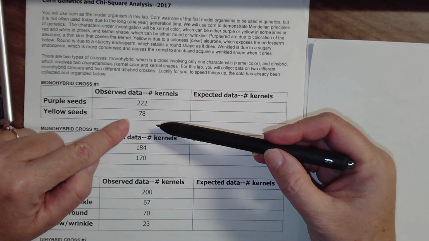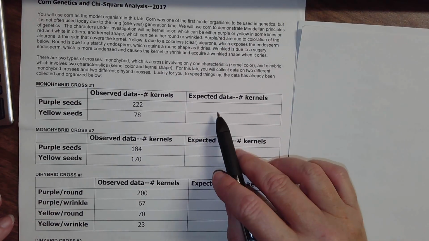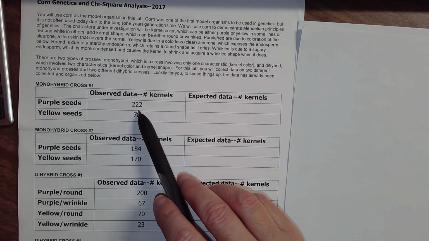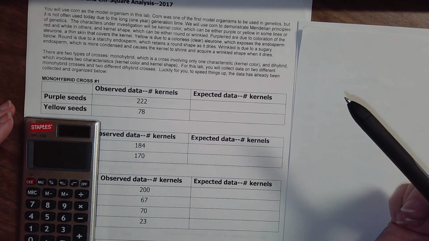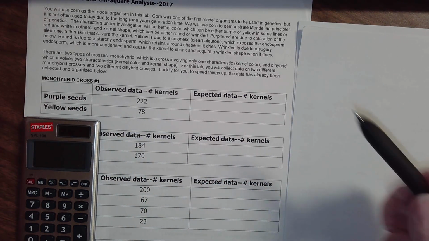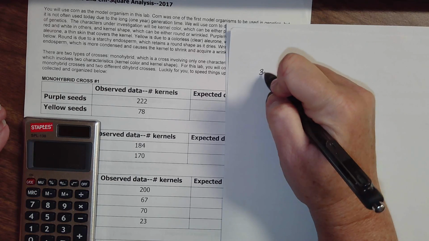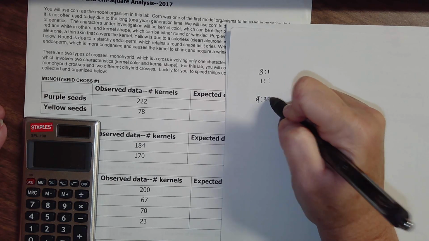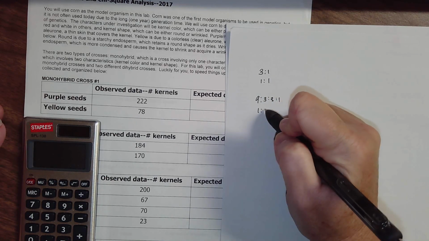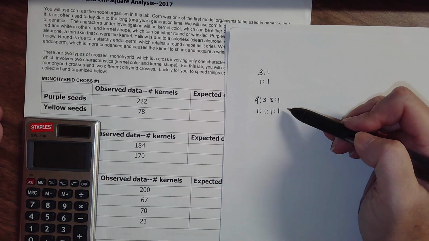And you're given data. So the first thing you need to do is look at that data and see what the ratio is. And then from your ratio, you'll get your expected. So let's start with the data. We've got 222 purple seeds and 78 yellow seeds. So the first thing I want you to do is remember the 4 ratios that I told you, because they're going to apply here. You're going to need the 3-to-1 ratio, the 1-to-1 ratio for the monohybrid crosses, 9 to 3 to 3 to 1, or 1 to 1 to 1 to 1. All 4 of these are going to use these ratios.